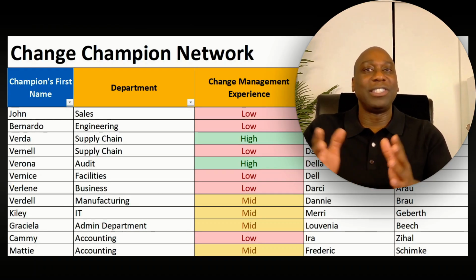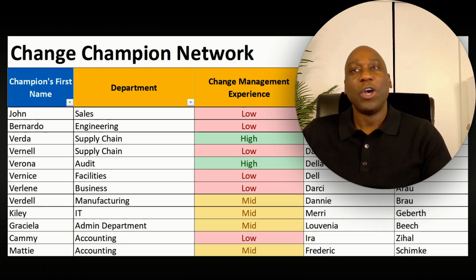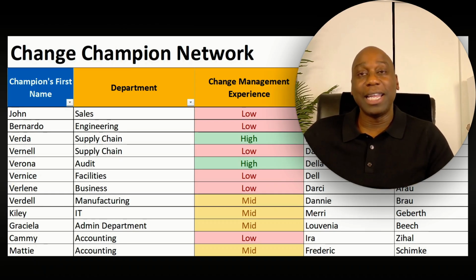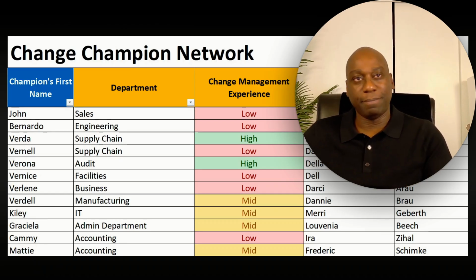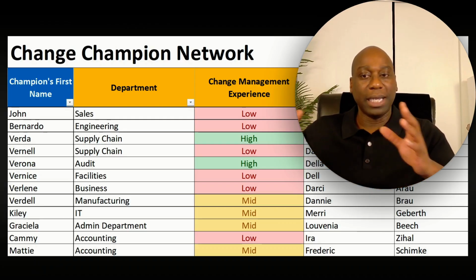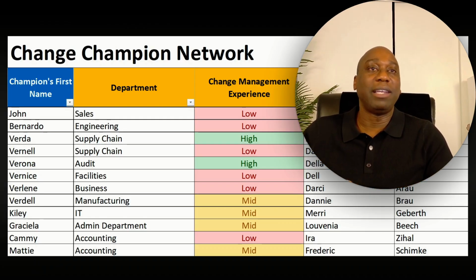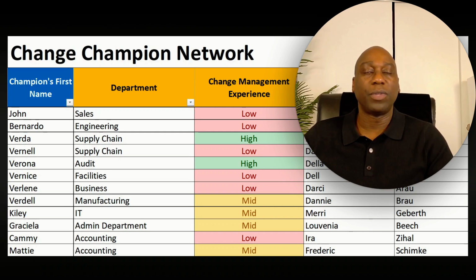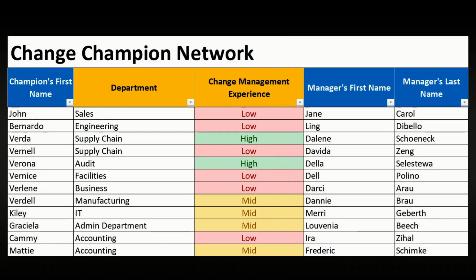So here is an important tip for you. When doing your change champion network assessment and mapping, and you have a template where you are entering information about your champions, you want to make sure you include 2 important columns to your template. The first one is a department column. It allows you to very quickly see how many champions you have within each department.